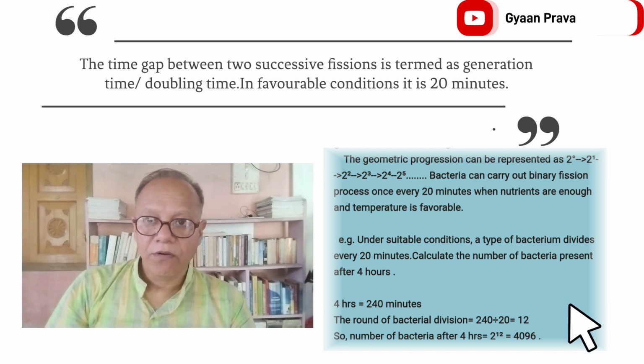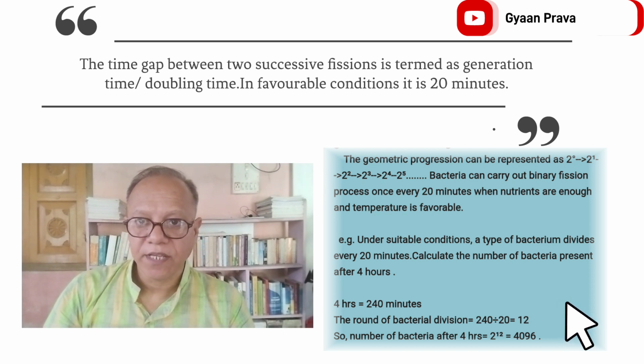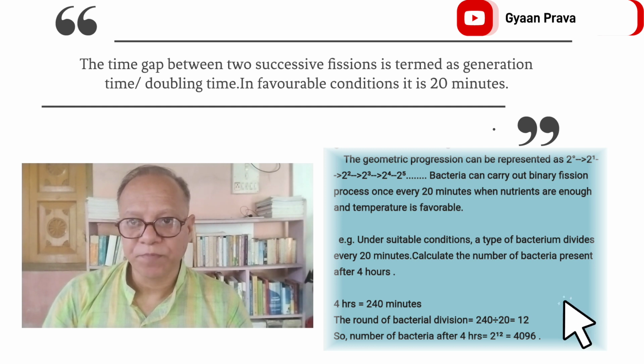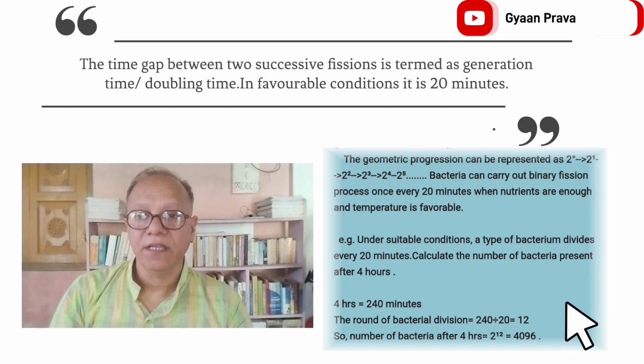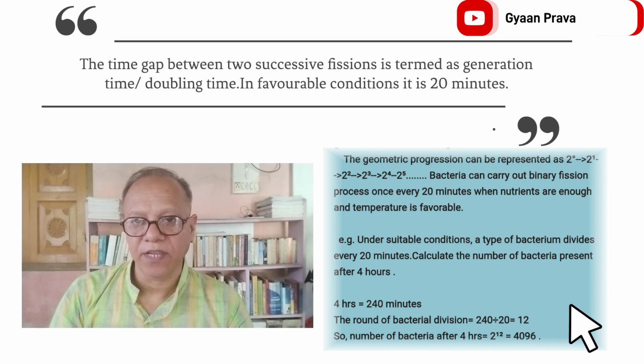Now we will calculate the number of offspring in a specific time, and for this we have to use a formula. That is 2 to the power n. Here n is a number, it may be 1, 2, 3, 4, 5, 6 like that, and generally n is calculated by total time divided by 20 minutes.